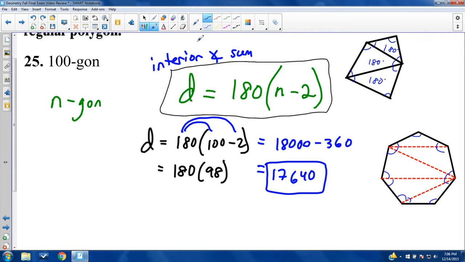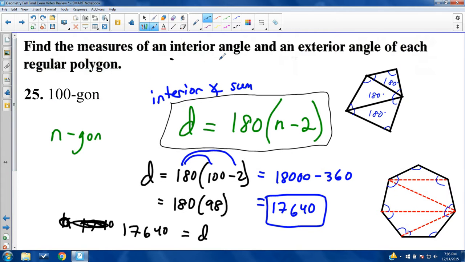Now, I still didn't answer the question. I have this 17640. What does that give me? I can't even write 17640. That's D, that's the interior angle sum. I want to find the measure of one interior angle.